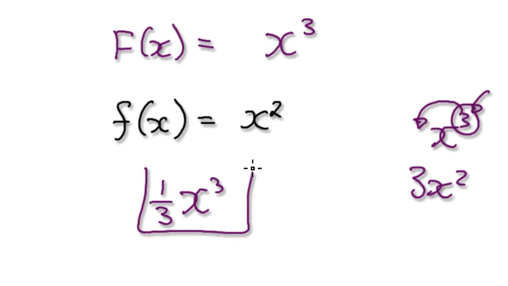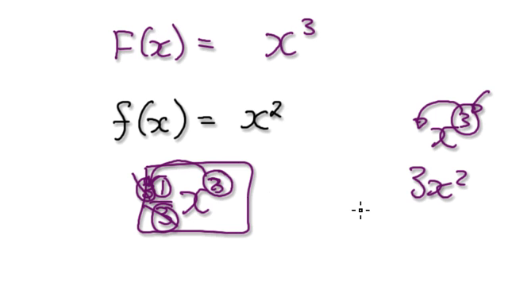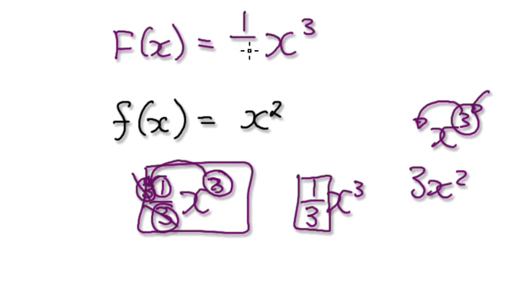Now if you differentiate this, the 3 will come over here, giving you 3 times 1 divided by 3. The two 3's cancel each other out, giving you the 1. So basically, you start out with your guess here, but the slight adjustment you have to make is this a third. So when you differentiate this, it will give you x squared.